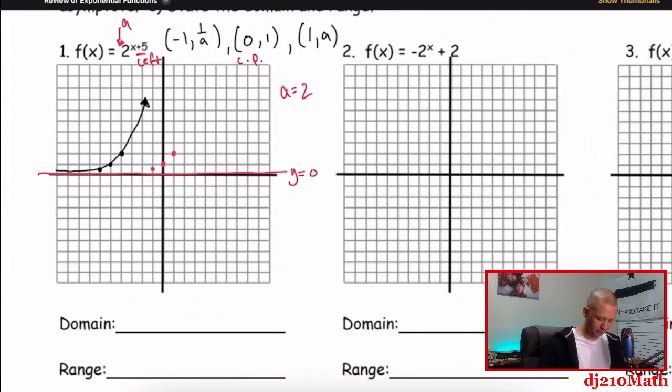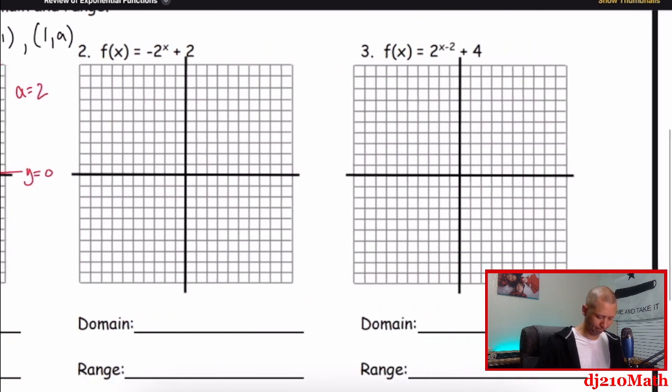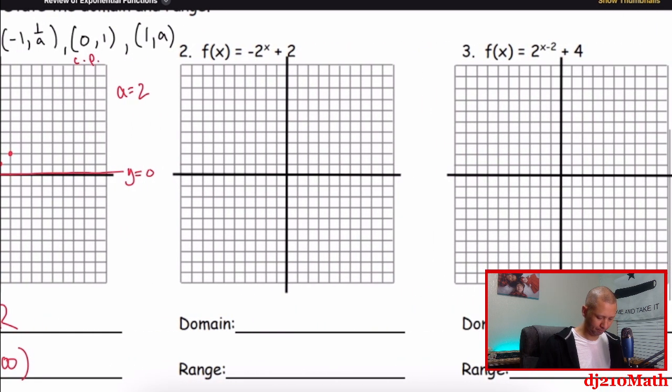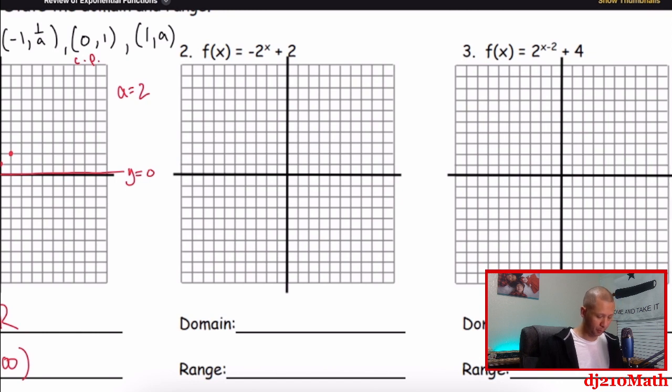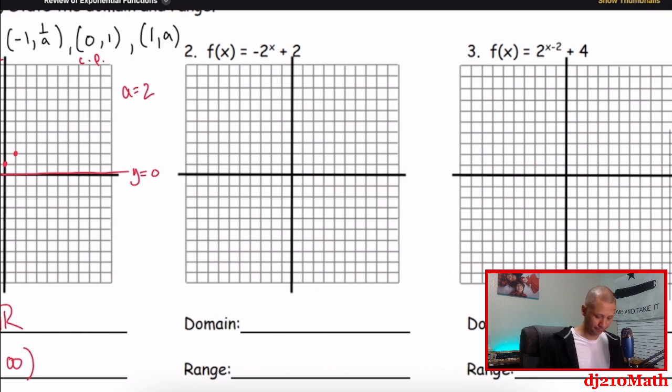So domain and range. Domain, all real numbers, always. And the range is from the horizontal asymptote towards infinity. So 0, not including it, to positive infinity. All right. I'll leave the points on the side. So here, there's definitely more things happening.